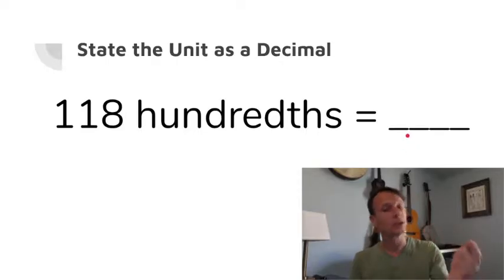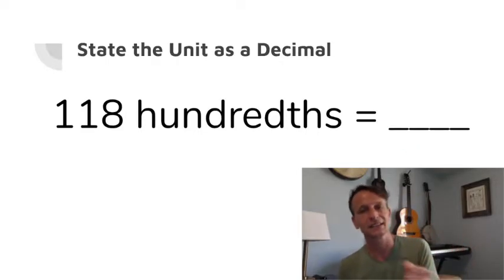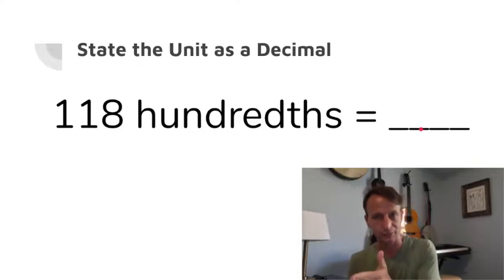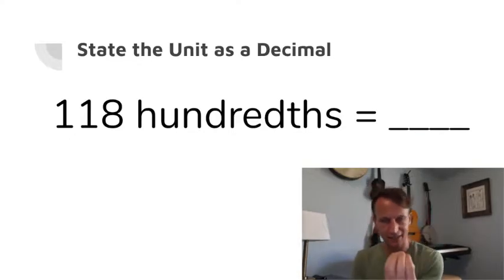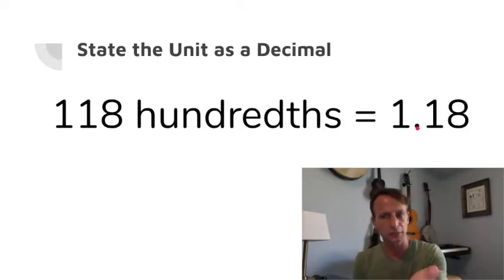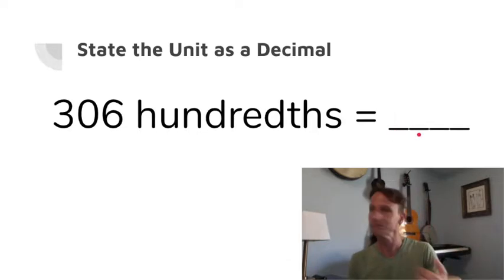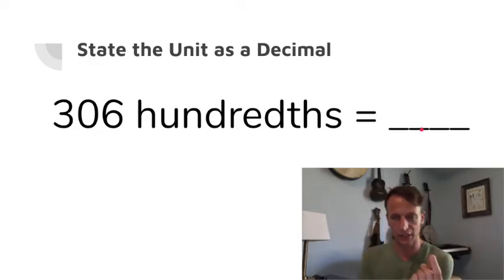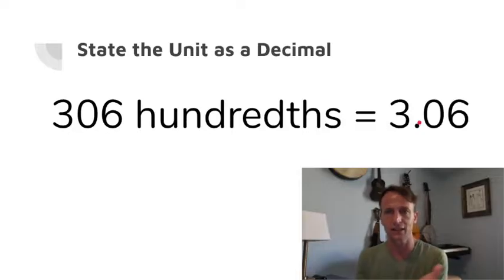Don't freak out on me. You're going to write 118. So write 118, and then say, okay, that 8 has to end in the hundredth place because it's 118 hundredths. So the 8 needs to be in the hundredth place. So my decimal point goes here because I'm tenths and ones. Zingo zango. 306 hundredths, same idea. Write 306, and then place the decimal point such that the 6 is in the hundredth place.